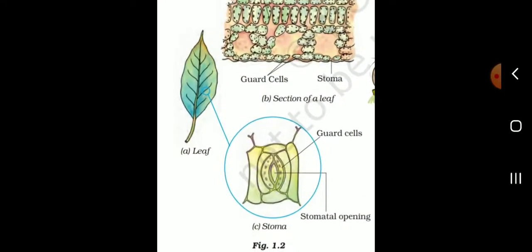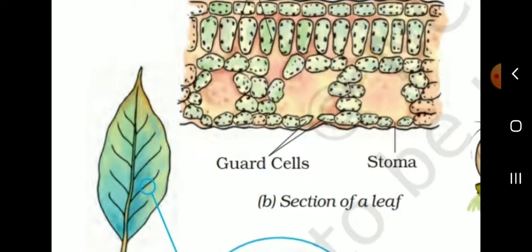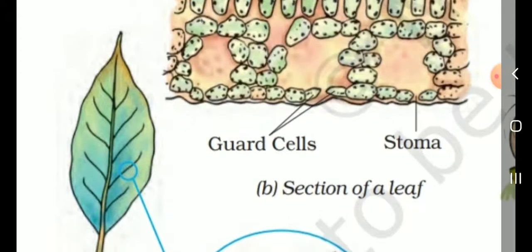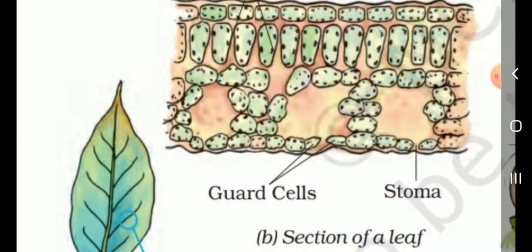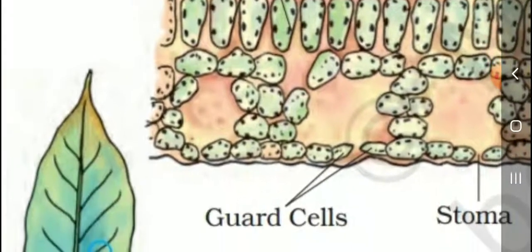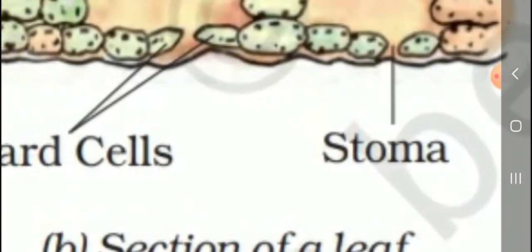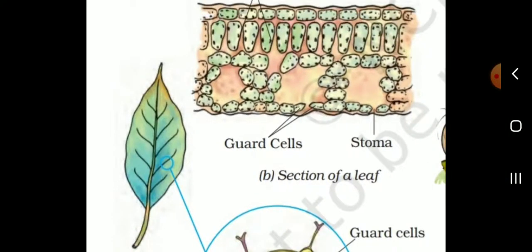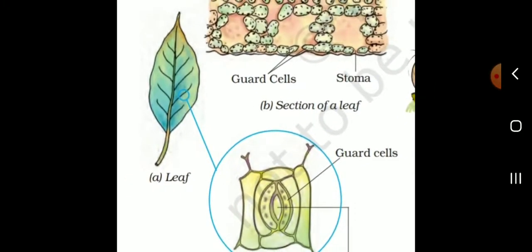Next, stomata. See the picture, stomata. Listen, chlorophyll, this one is the guard cells, then stomata, the section of a leaf. This picture is a section of a leaf. This area also has chlorophyll. This is a guard cell. This is a stomata. What is the main function of stomata? Do you remember, students? Transpiration of water, the evaporation process. So the main function of stomata is transpiration.